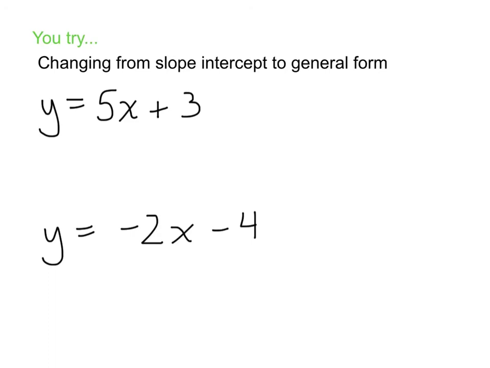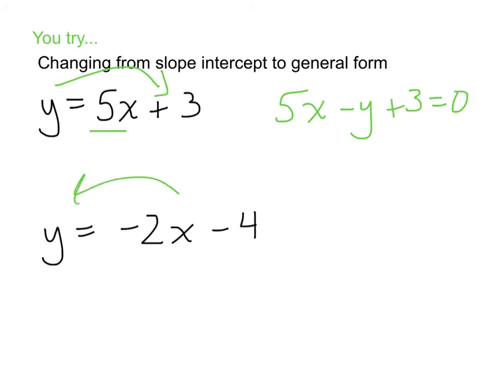Okay, let's see if you got it. So let's check the first one. The answer is 5x minus y plus 3 equals 0. And why is that? Because the x was already positive, so we had to move the y over. I hope you caught in the second question that I gave you a tricky one. The x value was negative, so you had to move everything in the other direction.